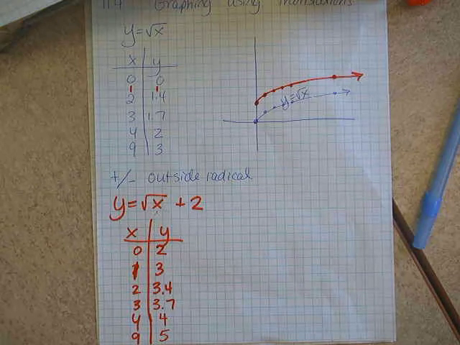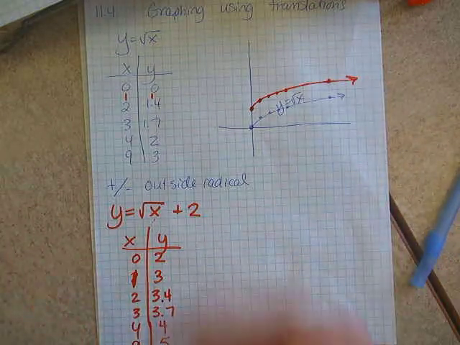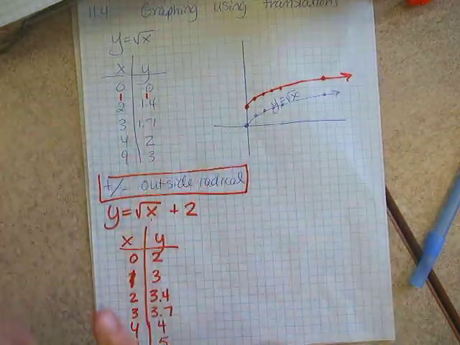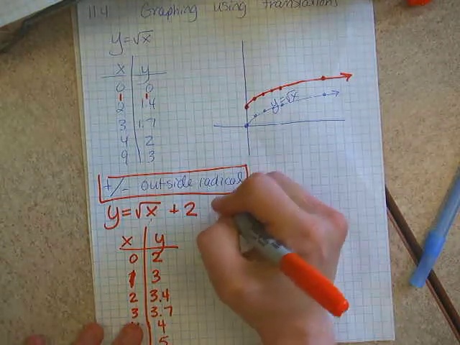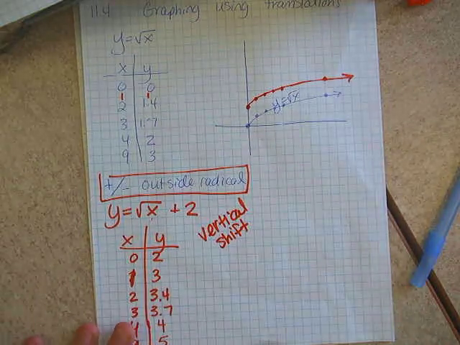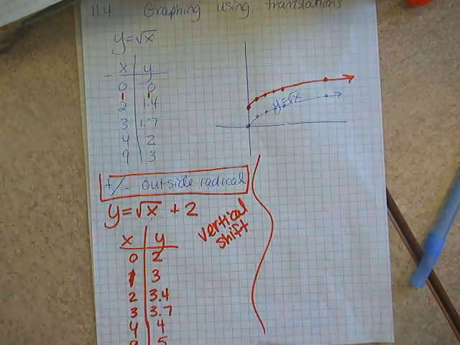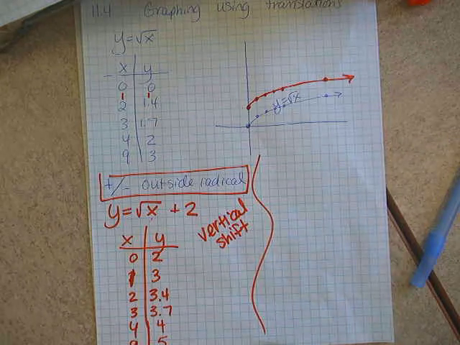What just happened to my original graph that gives me the graph in orange? It moved up 2. Remember that kind of happened with the quadratics? If I did x squared plus 2, I got the parabola up 2, right? So, if I add or subtract a number outside the radical, I get a vertical shift. Everything goes up. The most critical piece is my starting point goes up, and I can sketch from there.